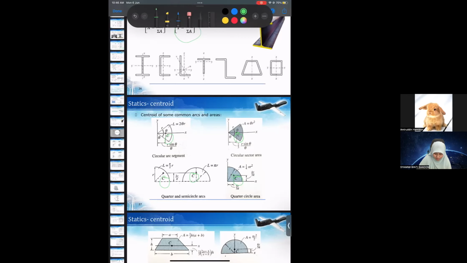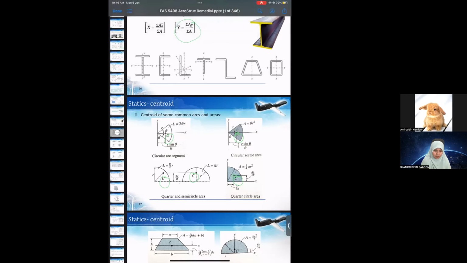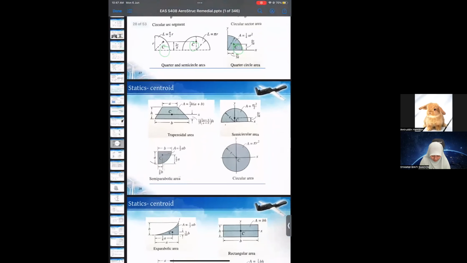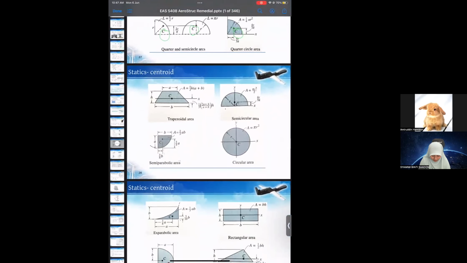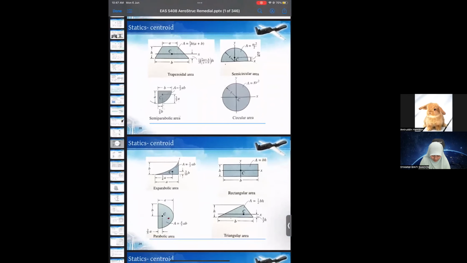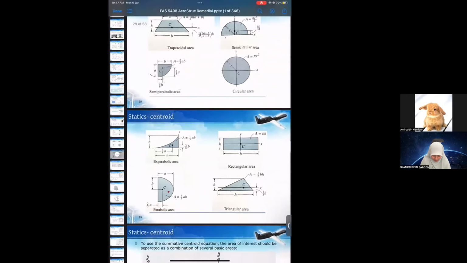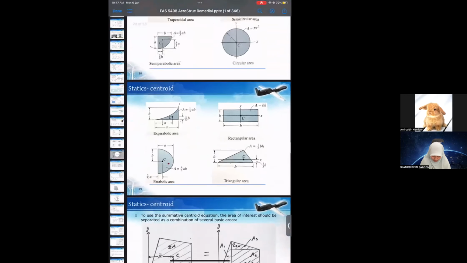So we need to know the centroid of this area, the center point of this area. If we know the center point, we know where the gravitational force will act on this area. That's why it's important to know the centroid of the area, semi-parabolic area, trapezoidal area, etc. These are all the examples. We have all the area formulas for this.